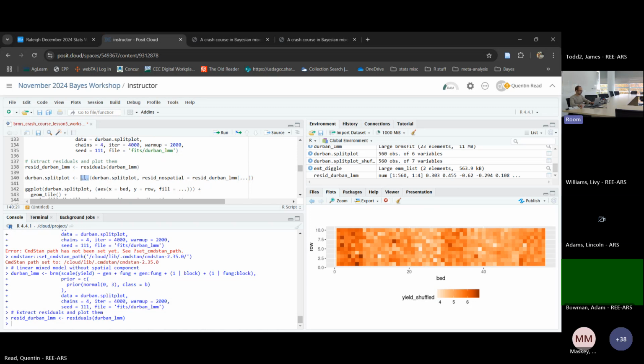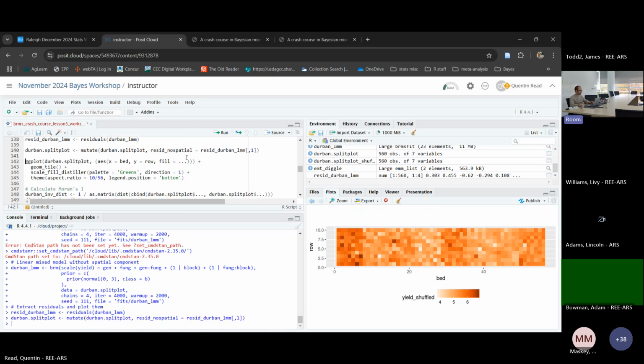Then we're going to use the mutate function to add a new column to the original data, which is going to be column 1 of this residual matrix, which is the mean. So we put comma 1 to take column 1 of this residual output and stick it onto our original data. And we're going to call that new column resid no spatial, because it's the residuals of the model that doesn't have a spatial term. Then we're going to make a plot. Resid no spatial is going to be the name of the column that's going to color in the heat map that we're about to draw.